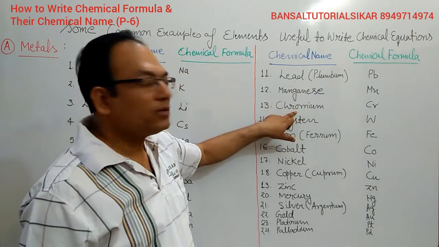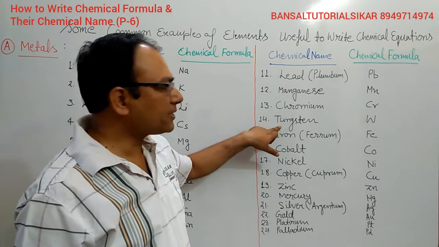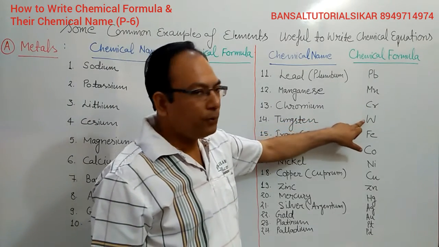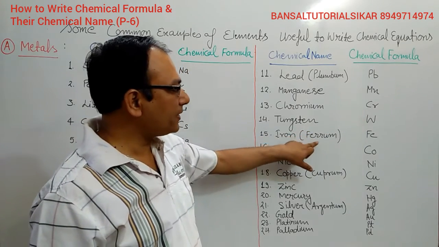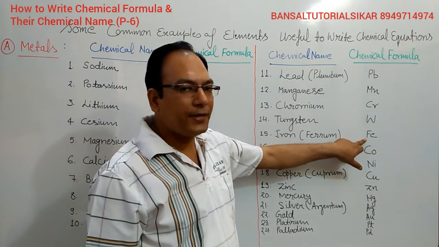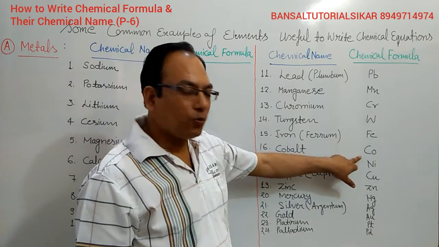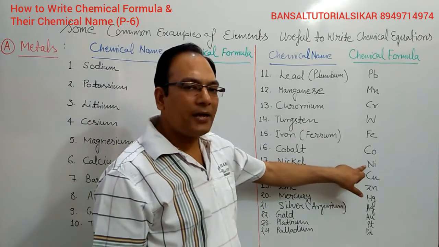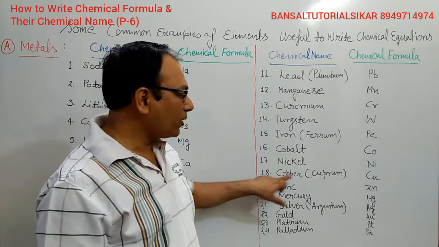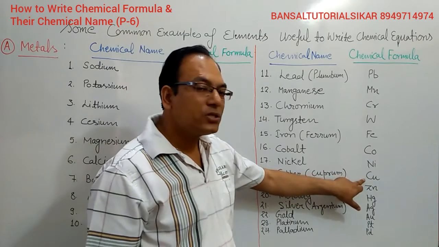If chromium is given, then you will write down Cr. If tungsten is given, then you will write down W. If iron is given or ferrum is written, then you will write down Fe. If cobalt is given, then you will write down Co. If nickel is given, then you will write down Ni. If copper or cuprum is written, then you will write down Cu.